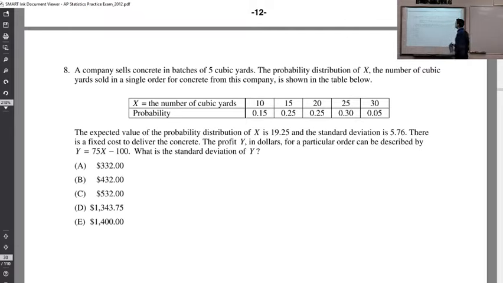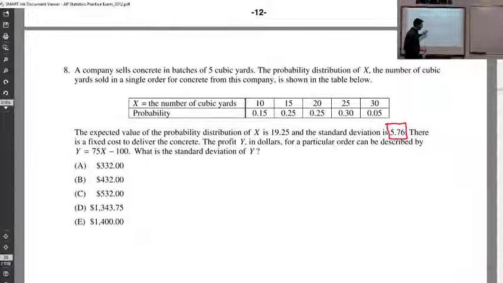Oh, this is one that I've talked about a lot. It gives my standard deviation. So it's asking about the standard deviation of the new variable. Here's the standard deviation for x, 5.76. And it's asking if I take y equaling 75x minus 100.